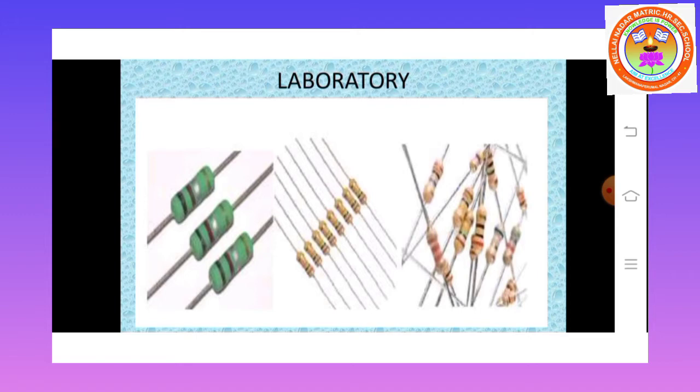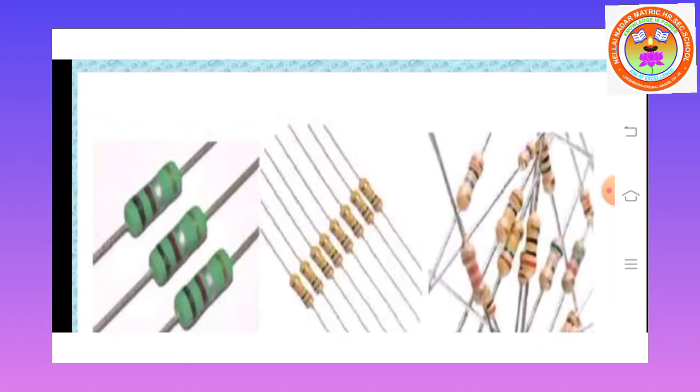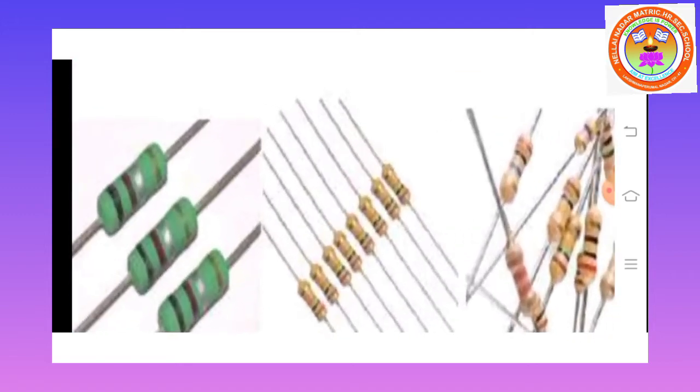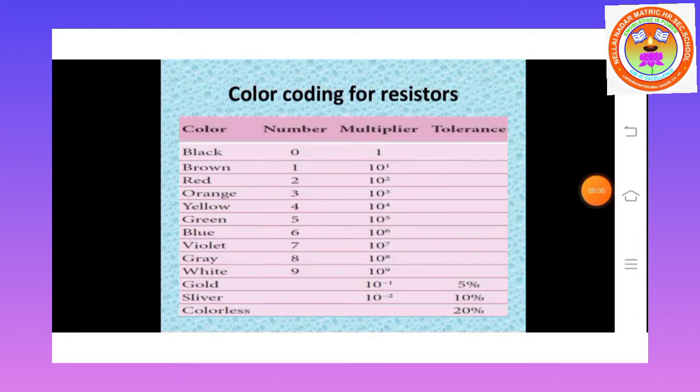Students, here the first two colors are used to know the resistance of the resistor, and they indicate the numerical value of the resistance. The third color is used to indicate the decimal multiplier after them. Students, this is the color coding for the resistors.